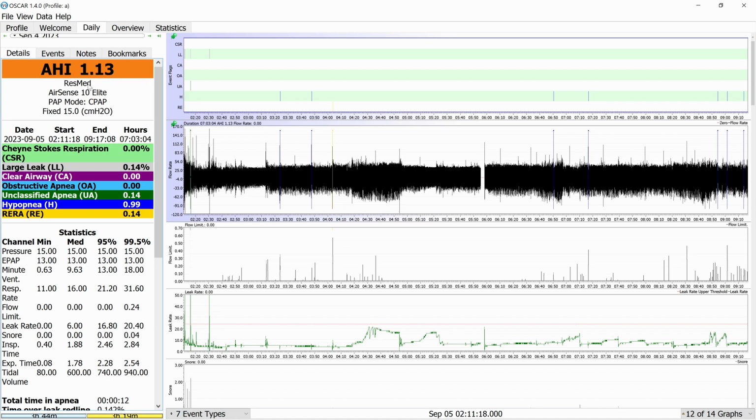This is the make of my machine. ResMed made it. The model is AirSense 10 Elite. If you hover over this, it'll tell you your model number and the serial number on the right there. PAP mode is the algorithm that's enabled on the machine. Some machines are capable of configuring to more than one setting. So you can have fixed pressure, APAP, adaptive servo ventilation, BiPAP, etc. Mine's fixed. Here's the pressure setting at 15.